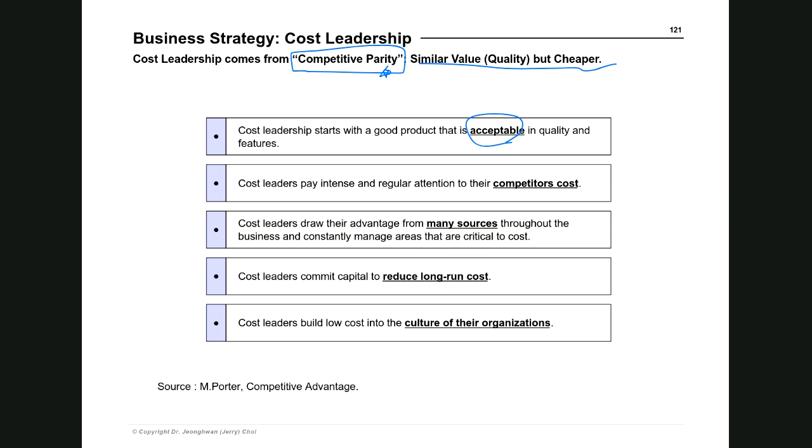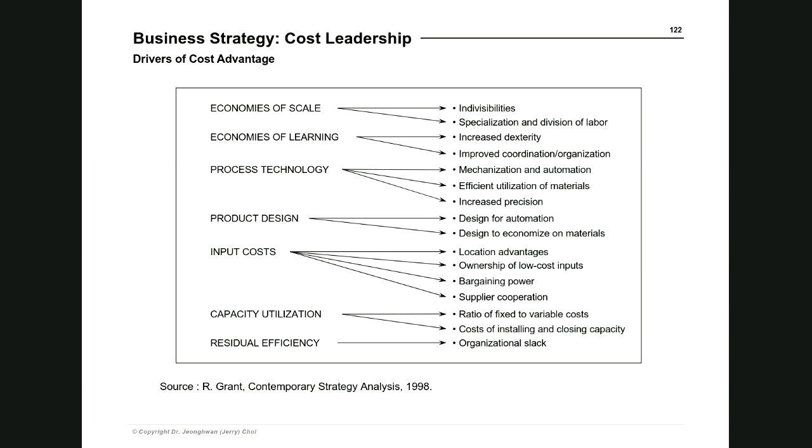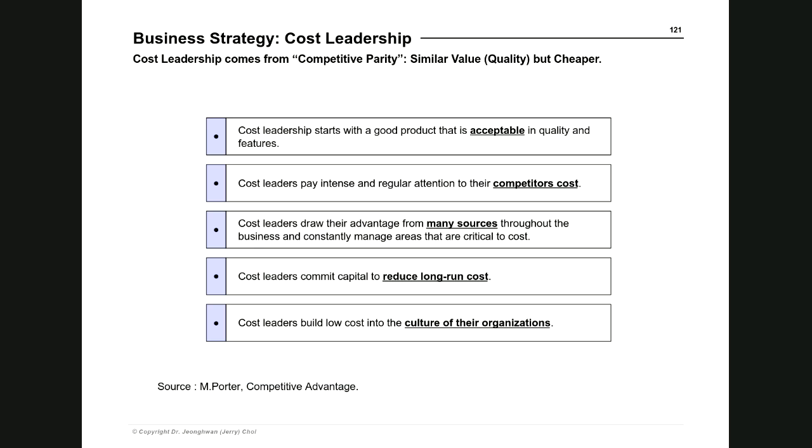Okay, and the cost leaders pay intense and regular attention to their competitors' cost. We are always looking for the competitors' cost and how we can get to know our competitors' cost. We usually ask our customers. And the customers will help us to get to know the competitors' costs. And cost leaders draw their advantage from many sources throughout the business and constantly manage areas that are critical to cost. Many sources, these are the sources of the cost reduction. You'd better start with that. And the cost leaders commit capital to reduce the long-term cost, a sustainable competitive advantage. Okay, sustainable cost leaders build the low cost into the culture of their organization. So that is an organizational capability or organizational capital.